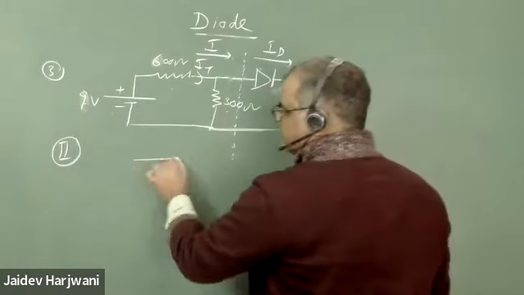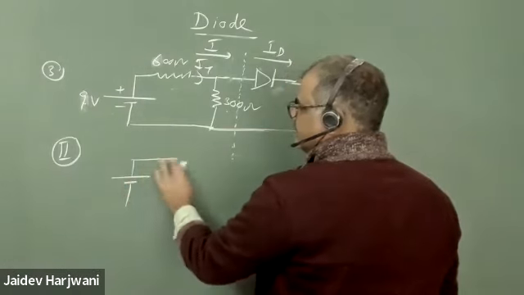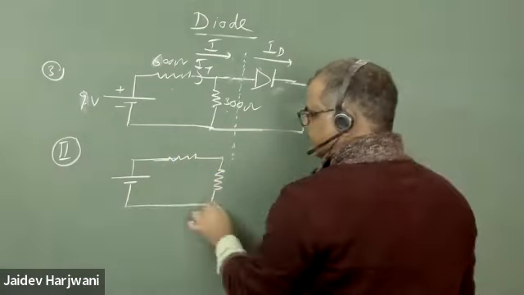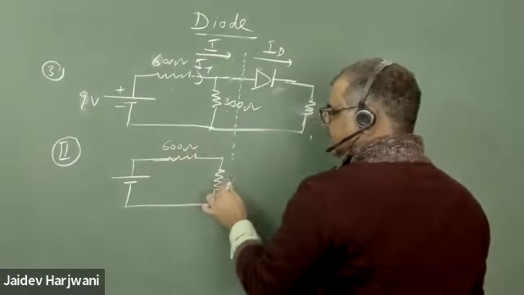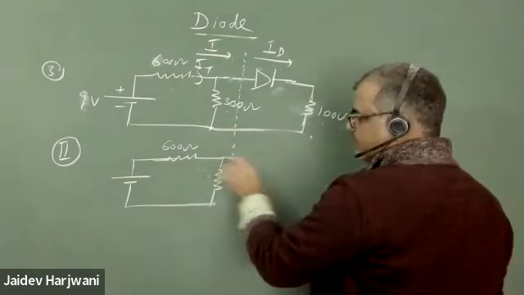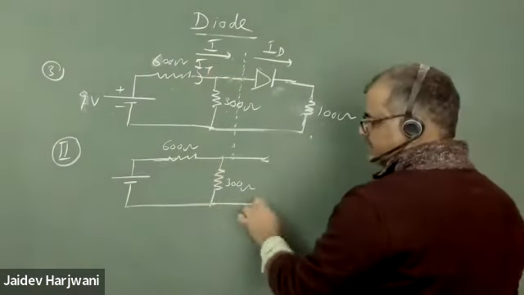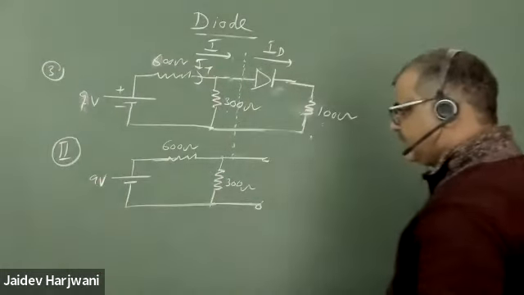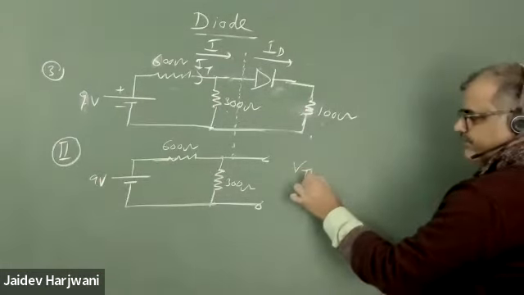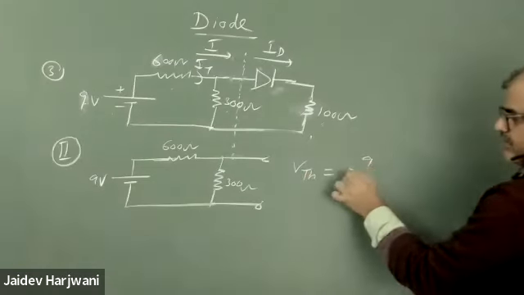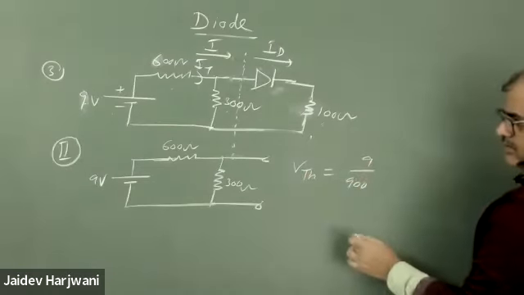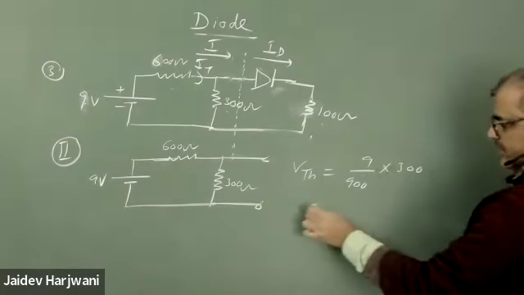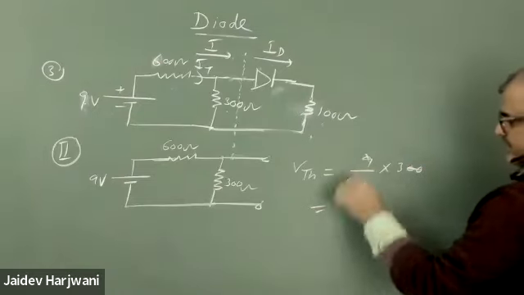Suppose my circuit is like this, 600 and 300. This is 600 and this is 300 ohm. I want to calculate how much voltage is coming here. So I make this open circuit. The source is 9 volt. So if I want VThevenin, VThevenin will be 9 upon 900 into 300. That will be 3 volt.